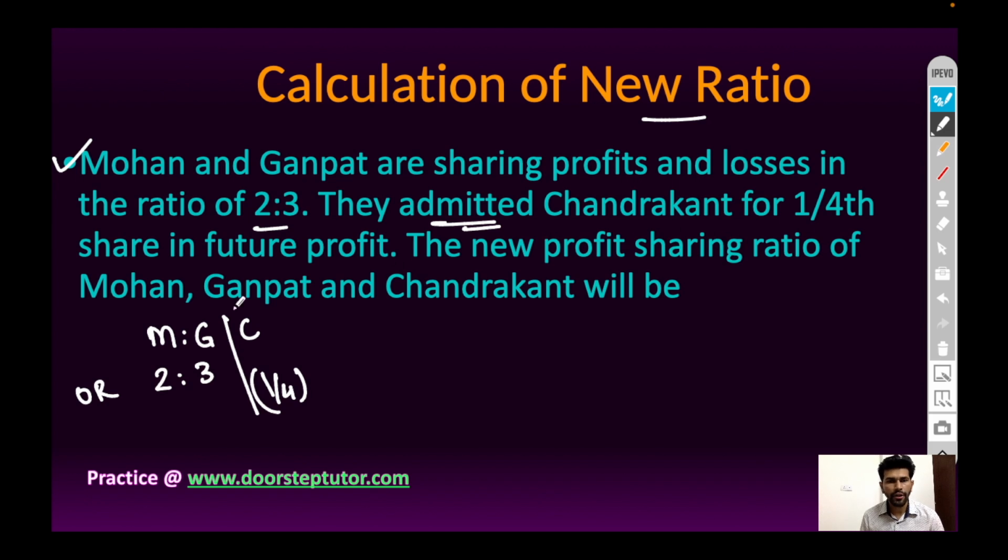The new profit sharing ratio of Mohan, Ganpat and Chandrakant will be, now to calculate new ratio, we have to deduct the share of incoming partner from 1. So 1 minus the share of incoming partner, 1/4, so the balance will be 3/4. The formula is 1 minus share of incoming partner.